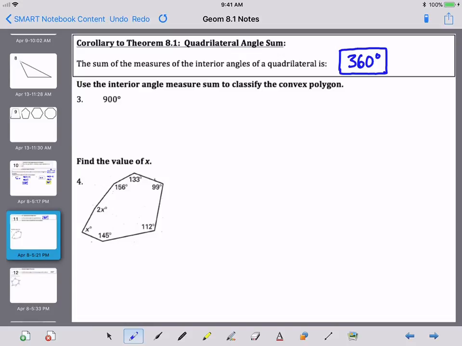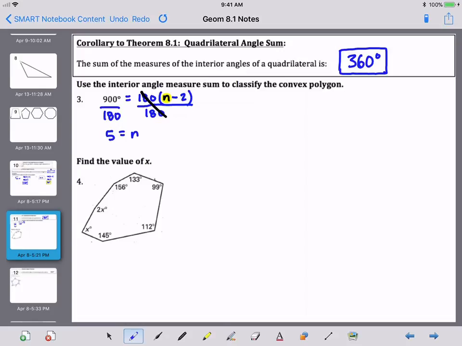In our next example, we're going to work backwards. We are given the interior angle sum, and we're going to figure out what type of polygon this is. We know this has to equal 180 times n minus 2. So our goal here is to get n by itself. To do that, the first thing I would do is divide both sides by 180. That way these will cancel. 900 divided by 180 is actually 5.